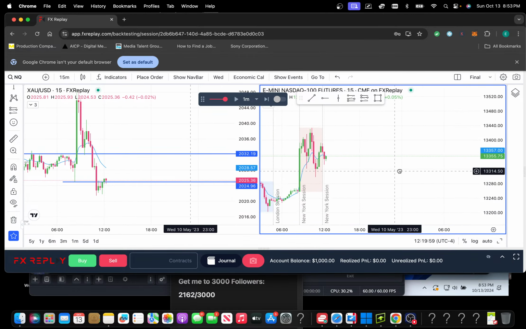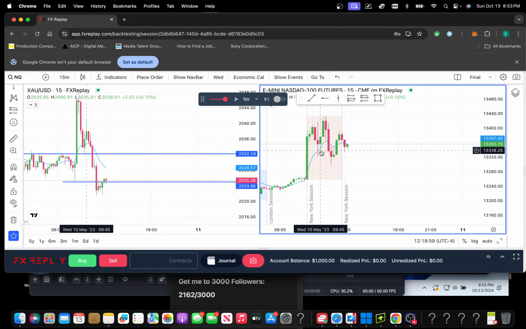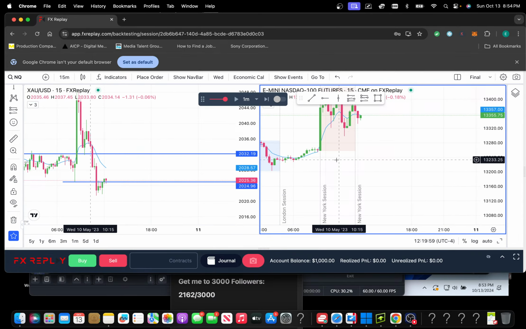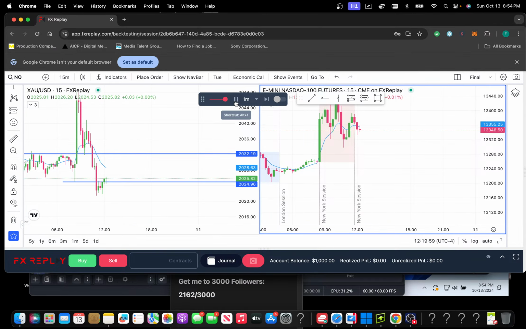Okay, so NQ came into this fair value gap, 9:30 came out, and then at 10 o'clock we're starting to reverse. But we could be reversing to go higher still, so let's see if we take out the data low on NQ.